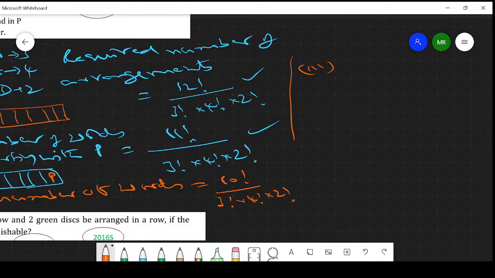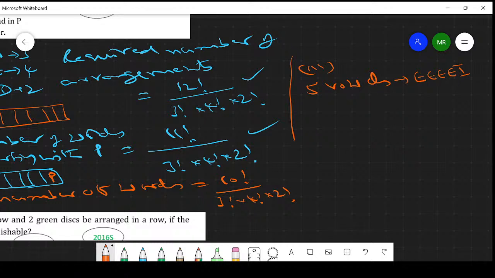When they are saying all the vowels occur together, how many vowels do we have? In the given word we have 5 vowels. What are the 5 vowels? E comes 4 times, and I comes 1 time. These 5 vowels should occur together only. They are asking for together.